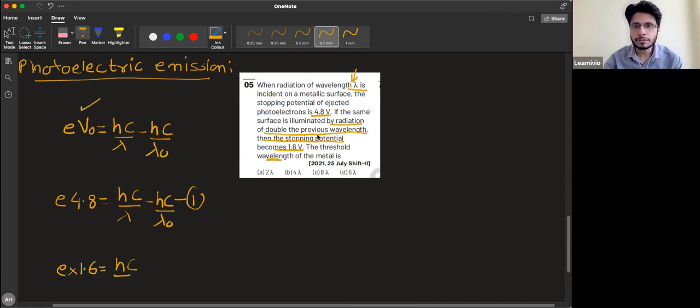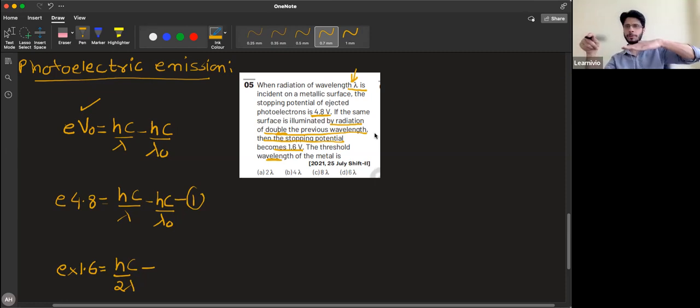Instead of lambda, you will be using 2 lambda. Adriel, will there be any change in the threshold wavelength, or will the threshold wavelength remain the same? Same. So you should write somewhere: threshold wavelength, threshold frequency, and work function depend upon the nature of the material.